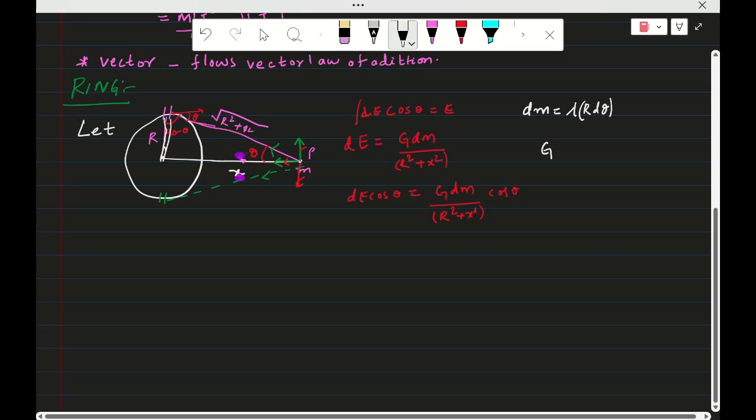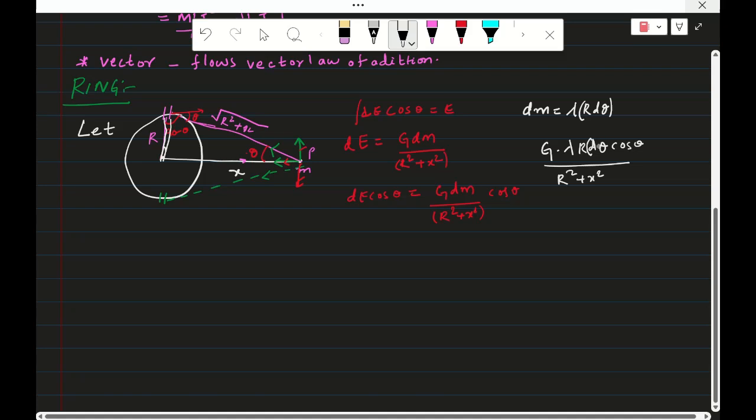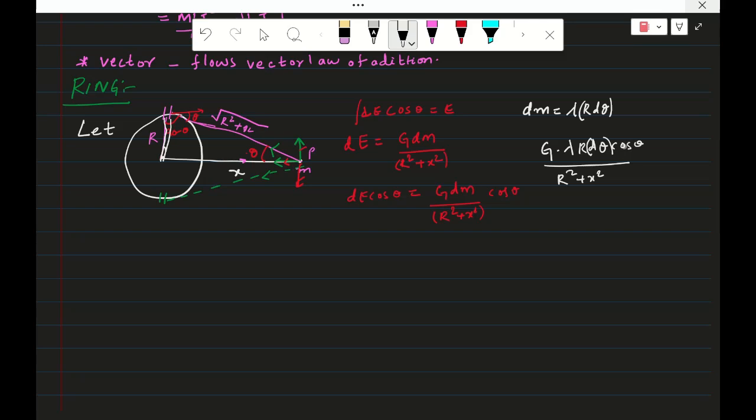That is G into lambda r d theta cos theta by r square plus x square. Now the lambda value you can substitute again, that is mass by length of this ring, 2 pi r. So now we'll get the field due to the ring. Here we have to integrate d theta. You can ask, while integrating, cos theta is there, so how can we integrate? Here this theta and this theta are different.